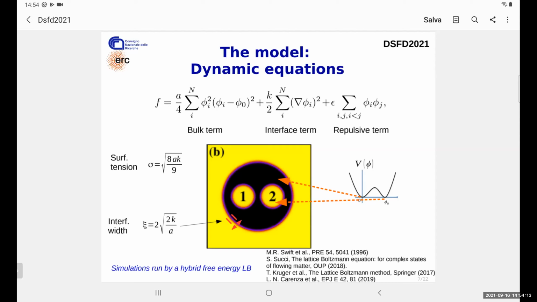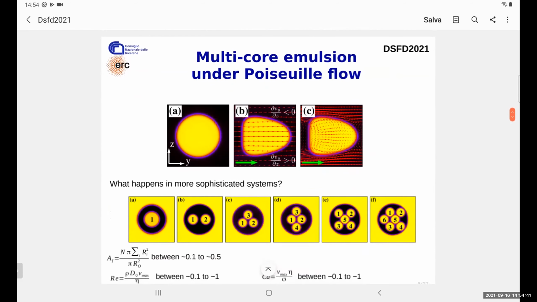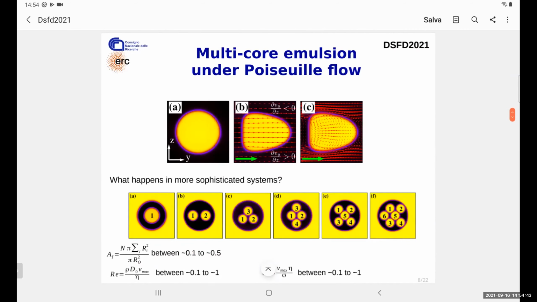So the simulations are run using a hybrid free energy lattice Boltzmann method. I'm not going to discuss the lattice Boltzmann technique here, simply because this method is very well known in the literature, I think by most of you, and there is really nothing new about the method in itself. The most important new things are about the results. So this is basically the method. Let's dig a little bit into the results.